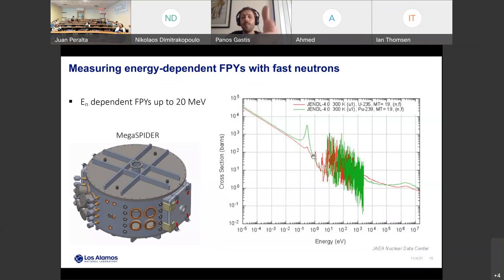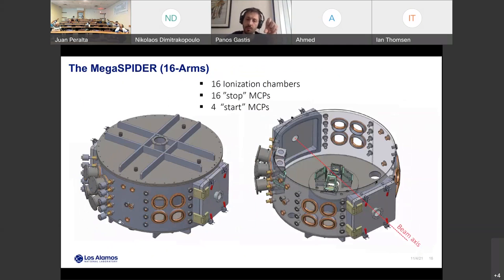And as you see, the cross section of neutron-induced fission goes from something of the order of hundreds of barns at thermal energies, all the way down to the order of 1 barn in the range of MeV. Therefore, in order to do measurements in this energy range, we need something that has a large geometric efficiency. And to achieve that, we have developed, apart from the two-arm SPIDER system, the MEGA SPIDER configuration that you see here in the picture, and I also show in this next slide. Now, MEGA SPIDER has about 10 times larger geometric efficiency than, of course, the two-arm system.